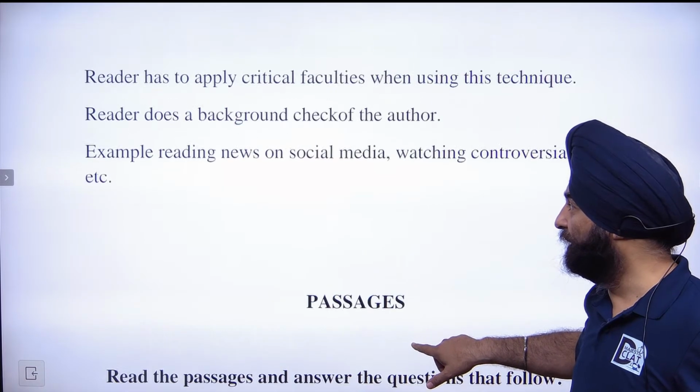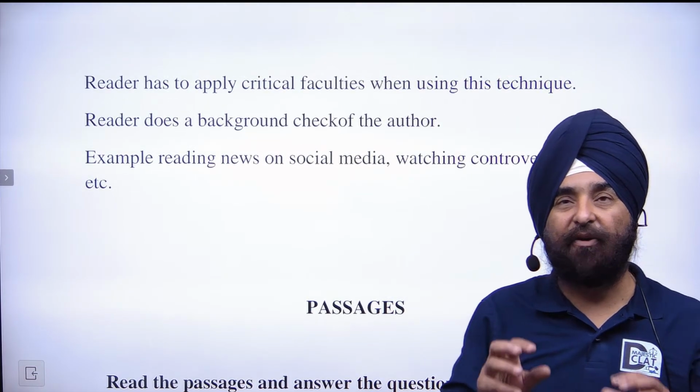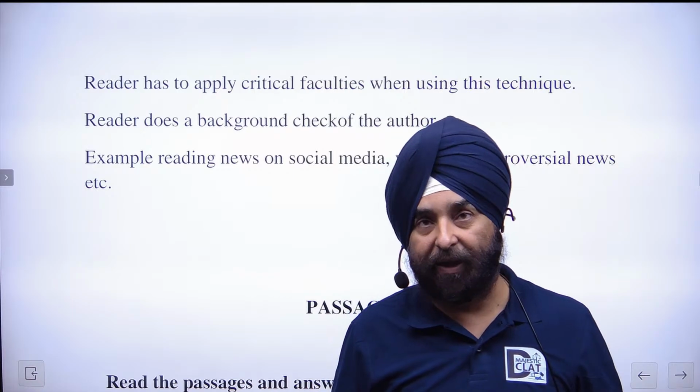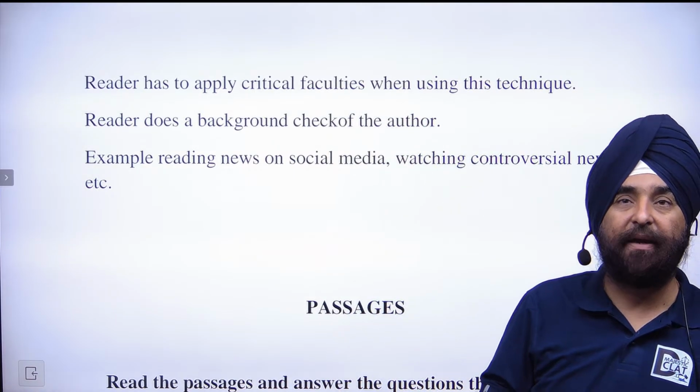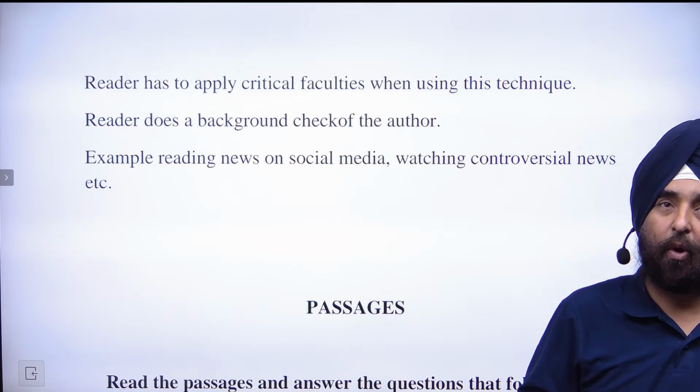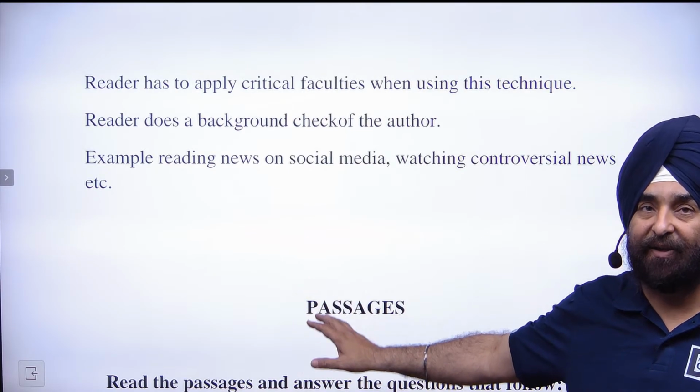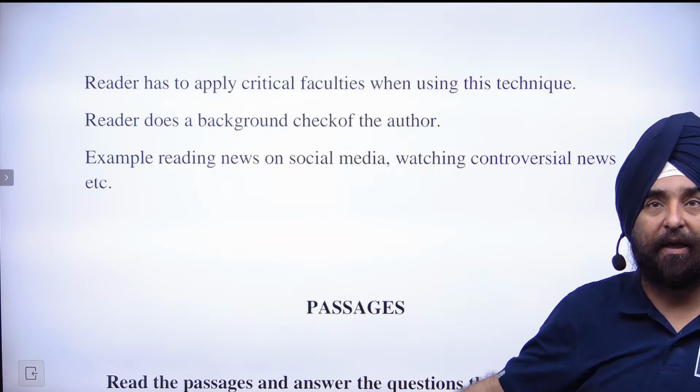Next time, we'll also talk about different types of writing, like expository writing, descriptive writing, narrative writing technique, and so on, alongside discussing these passages. So that is all for today.